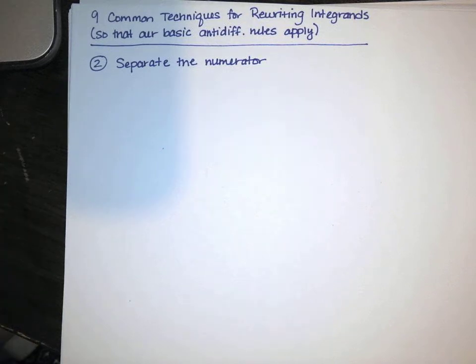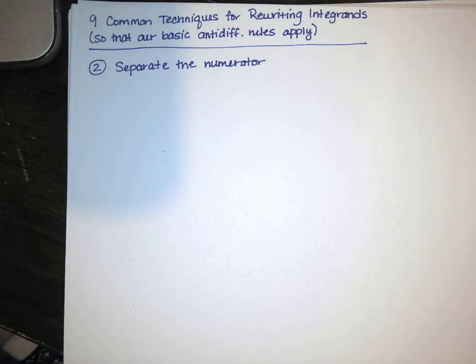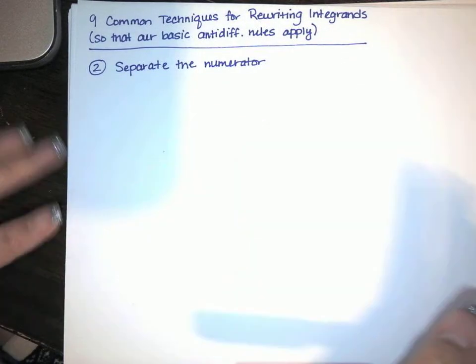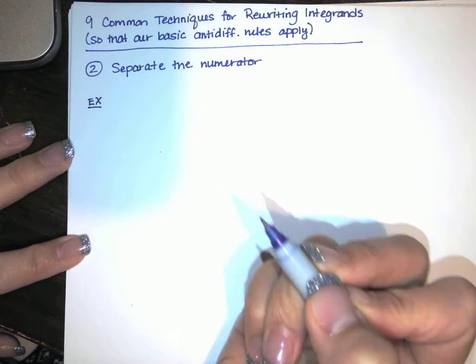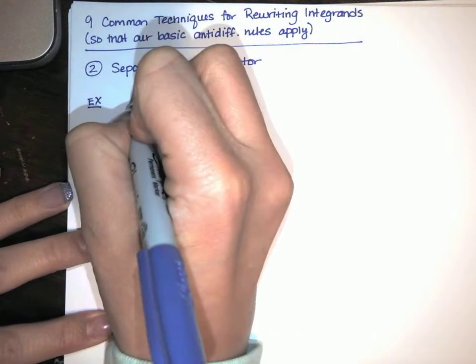Hello! This video is about the 9 common techniques for rewriting integrands so that our basic antidifferentiation rules apply, and this is our second technique. It's called separating the numerator. Here's an example of a problem where we might want to separate the numerator. So I'm going to start with an easy example.